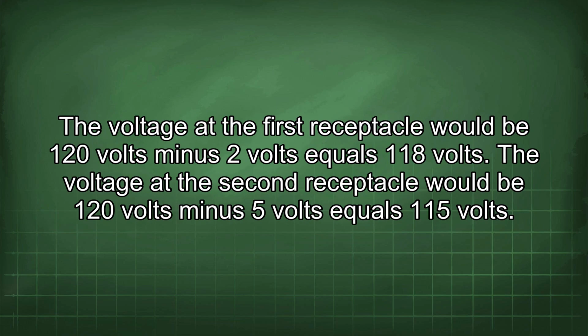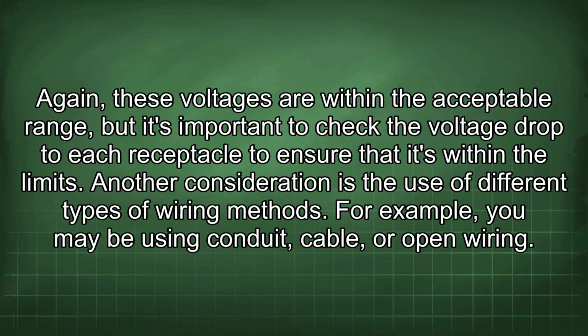The voltage at the first receptacle would be 120 volts minus 2 volts equals 118 volts. The voltage at the second receptacle would be 120 volts minus 5 volts equals 115 volts. Again, these voltages are within the acceptable range, but it's important to check the voltage drop to each receptacle to ensure that it's within the limits.